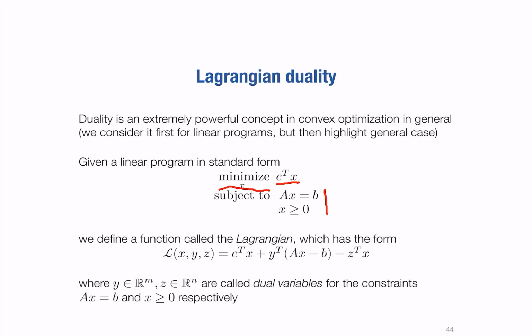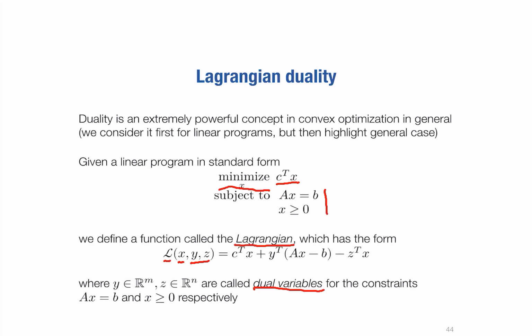For this problem, we're going to define a new function called the Lagrangian of this optimization problem. We're going to use script L to denote the Lagrangian. The Lagrangian depends on the original optimization variables x, but it also depends on two more variables, y and z, that I'm calling here. These are known as the dual variables of the Lagrangian in this case. And what we do is we take the objective.